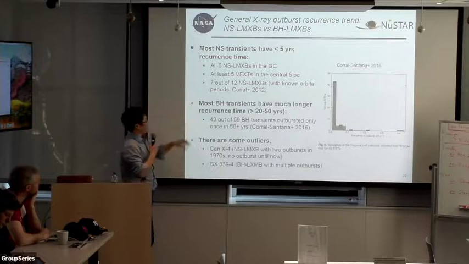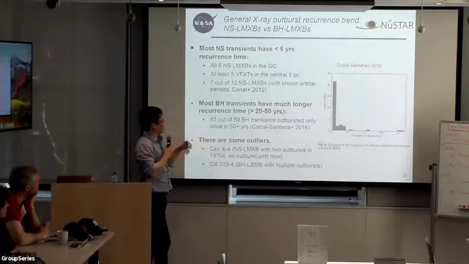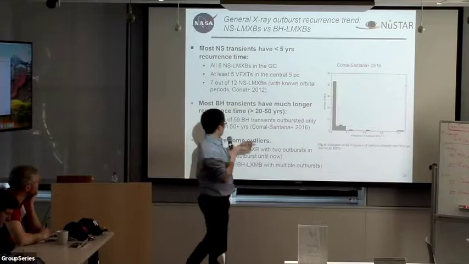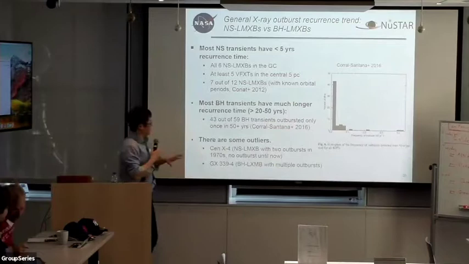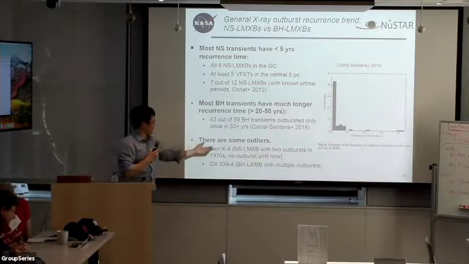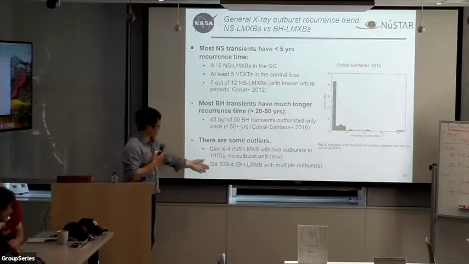On the other hand, if you look at the black hole transients, they have a very long recurrence time. 4 of them have a recurrence time of about 50 years or longer. That's what you see here. I just want to mention that there are some outliers. One neutron star MXB hasn't outbursted since the 1970s, while we have a famous black hole MXB which outbursts multiple times. So there are some outliers and great ones.